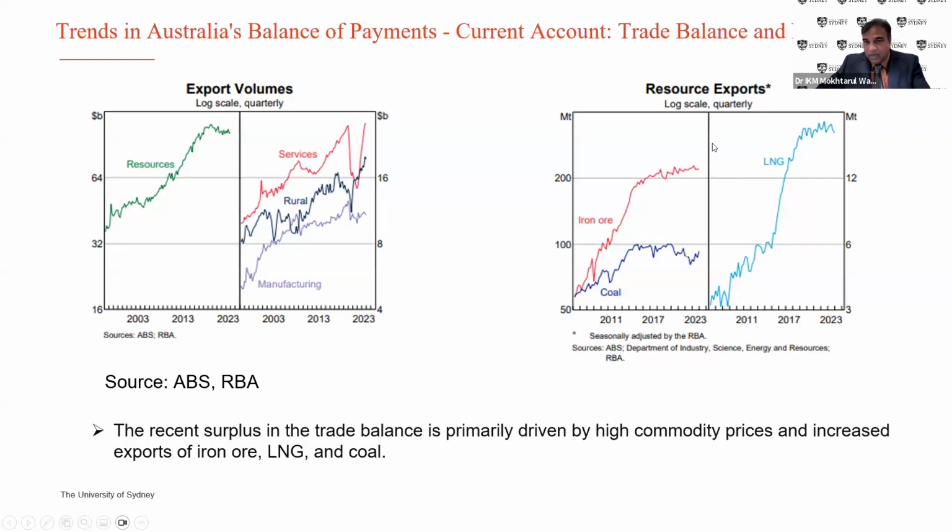If you look at the right side, resource exports are split into iron ore, coal, and LNG, and you can see the split. Of course, LNG is rising in terms of volume, and iron ore is also rising in terms of volume. And also, you know that commodity prices have increased recently, which is also helping with these current account balance surpluses. So the recent surplus in the trade balance is primarily driven by high commodity prices and increased volume, in iron ore, liquid natural gas, and coal exports.